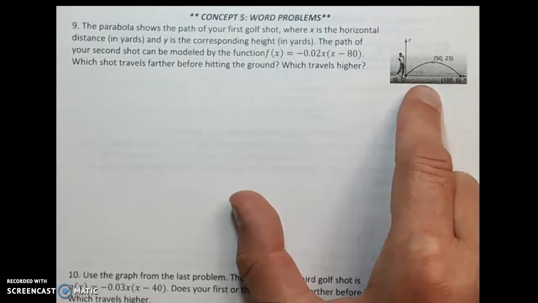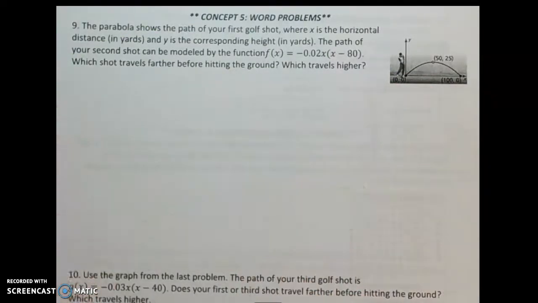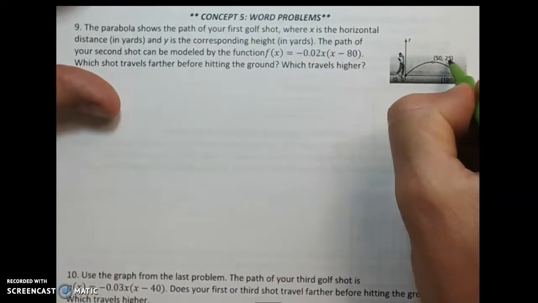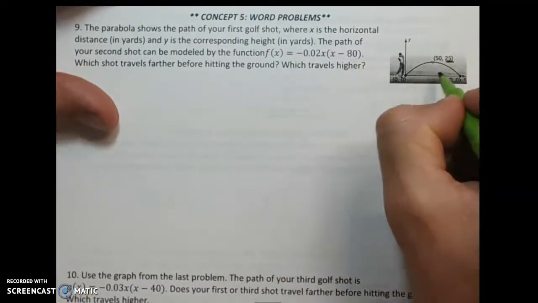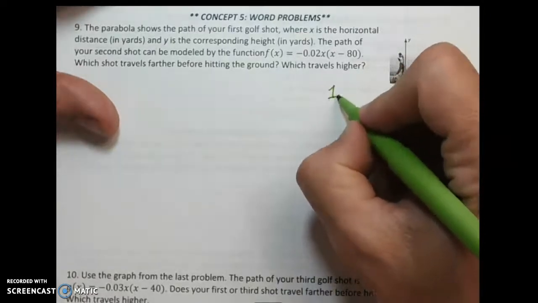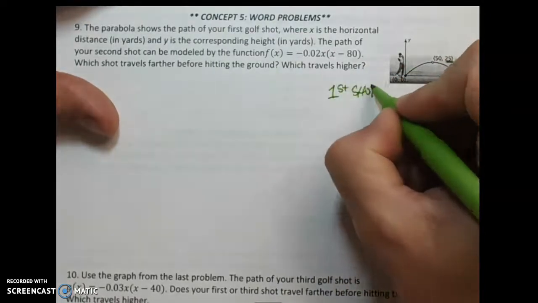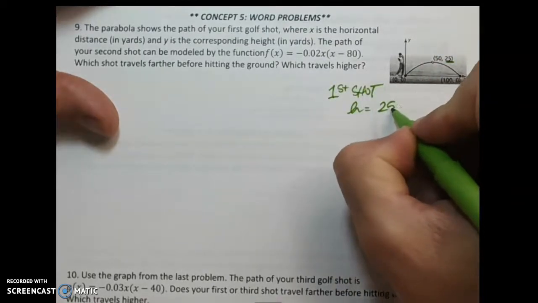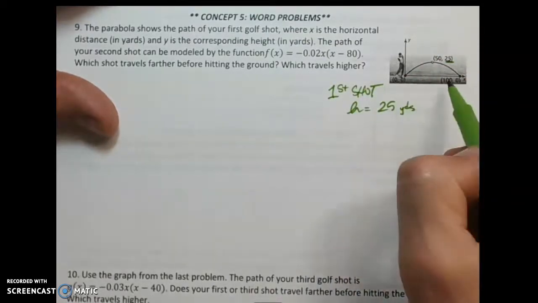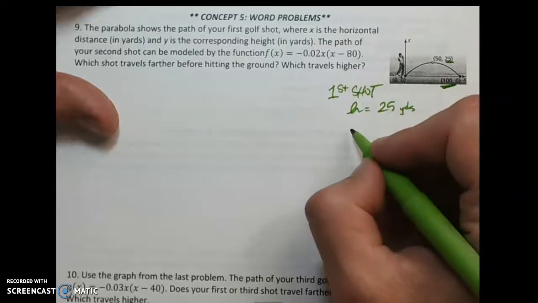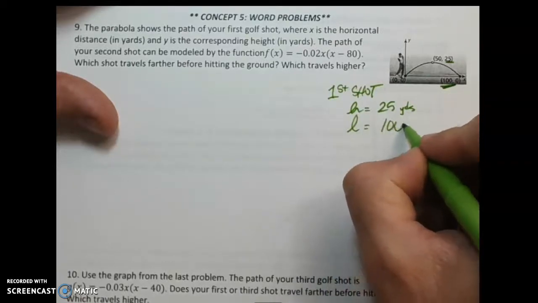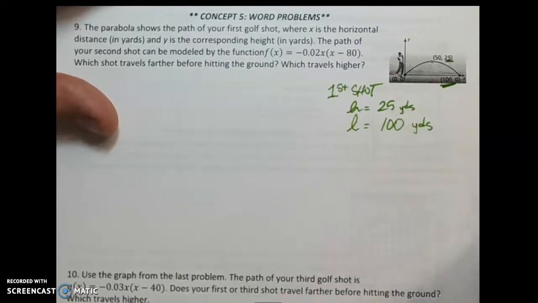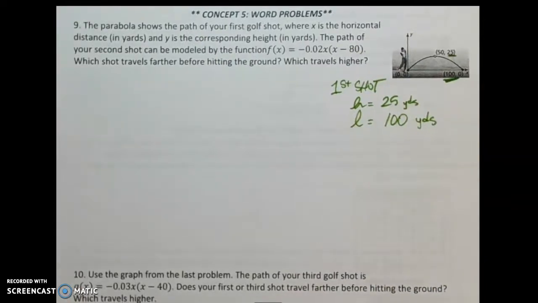Alright, so I'm going to refer right here real quick. And that vertex right there tells me my height, right? That y value is my height. So my first shot, my height is 25 yards. And if I look at my intercepts, that second intercept actually tells me my length, and that's 100 yards. Alright, so I didn't really have to do anything but look at the image for that first one. Second shot comes from my equation.